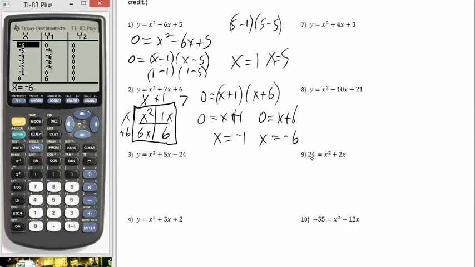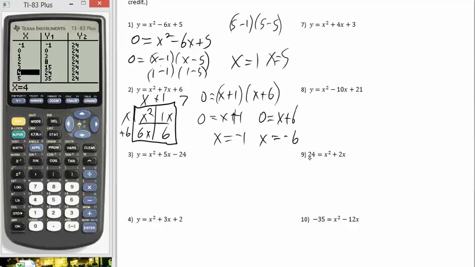If we're going to do this on a calculator, we could just plug this one in, and we could say x squared plus 2x equals 24. And we could go into the table and find out where y1 and y2 are the same. So it'd be at x equals negative 6 and x equals 4. So let's work this out by hand and see if we get the same thing.